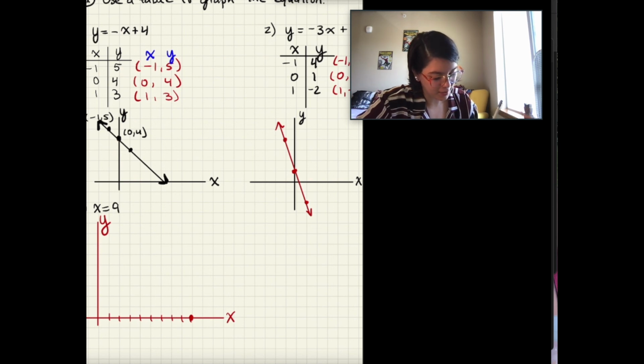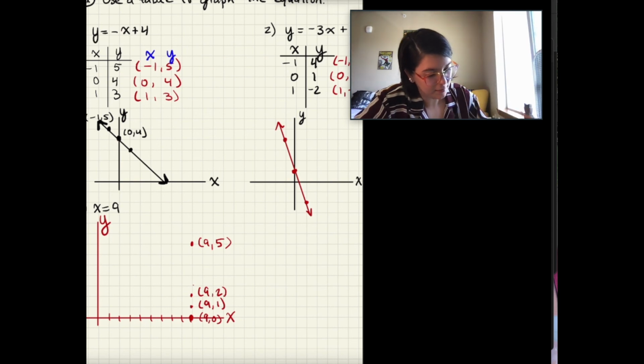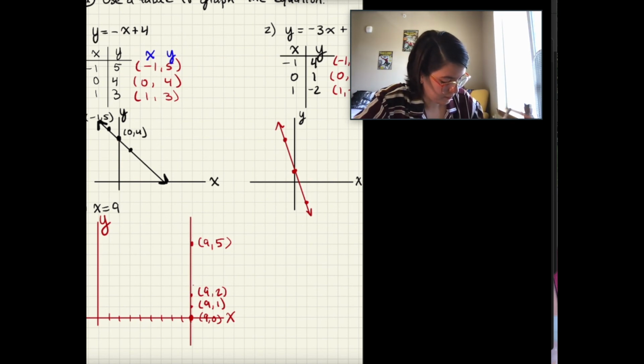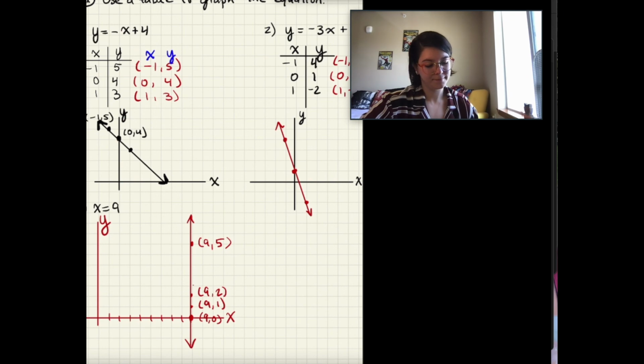So for instance, we could have the point 9, 1. This is the point 9, 0. We could have 9, 2. We could have 9, 5. It doesn't matter what our y coordinate is. Our x coordinate is always 9. So we can just make a vertical line at 9. And that's our line.